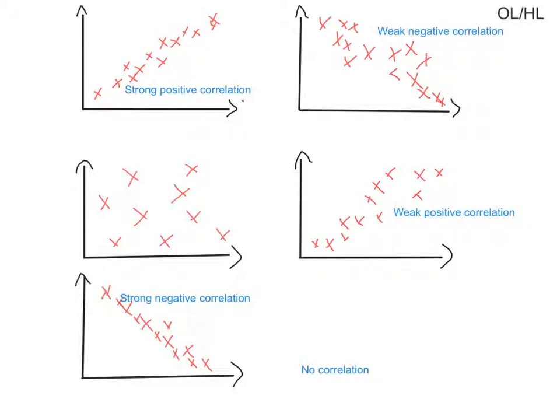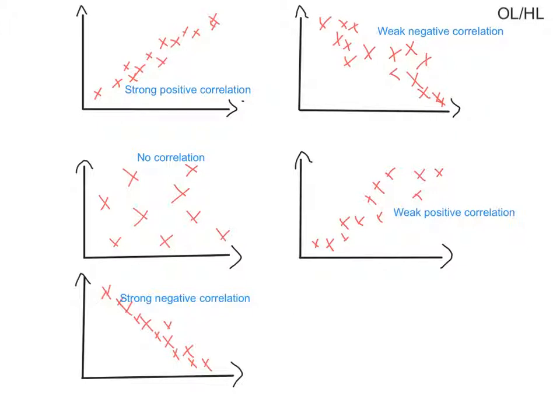The last label is no correlation. This means there is no relationship between the scatter points. On this last diagram here, we would not be able to fit a straight line anywhere, either in the negative or positive direction. Therefore, this is the diagram that represents no correlation.